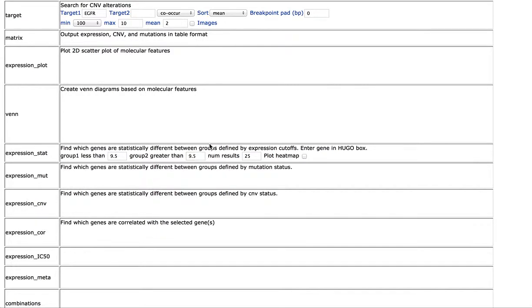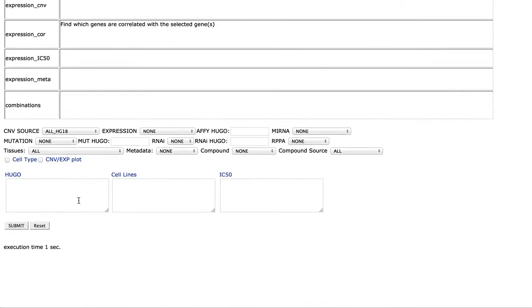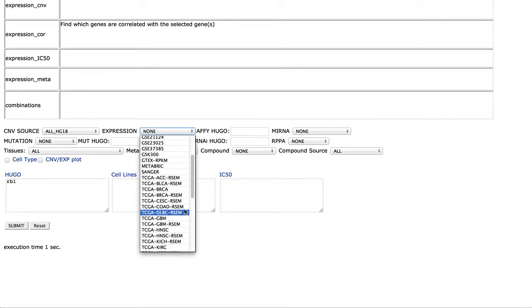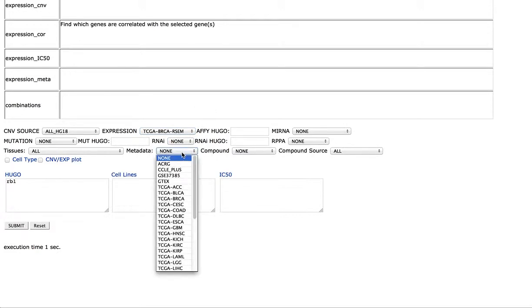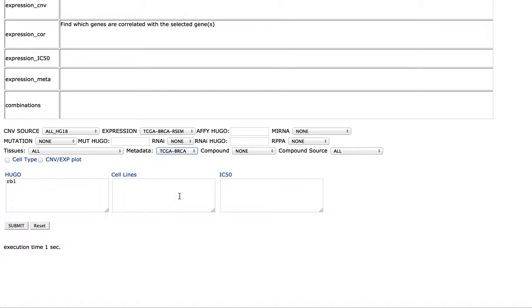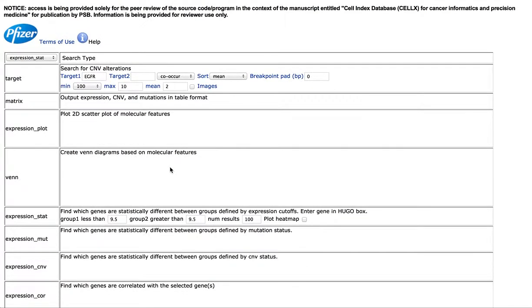And the number of results back. That's a good question. Let's try 100. Okay, and so we're going to choose our gene, RB1, and our expression data set was breast. And we had some metadata for breast as well.